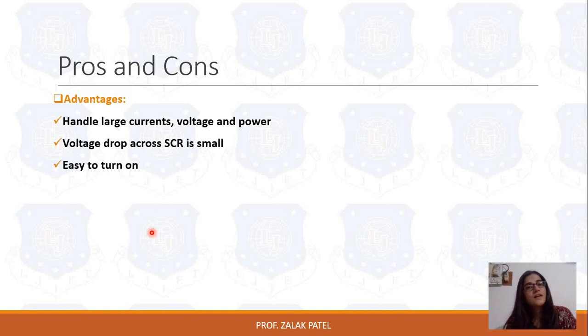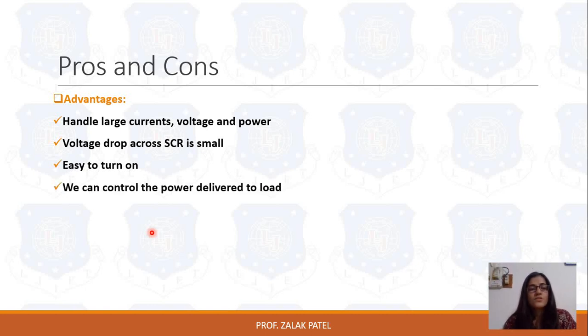It can easily turn on or turn off by affecting the breakdown voltage. Next is, we can also control the power delivered to the load. If we put a smaller value of load, then we can easily manage the power required for the circuit.